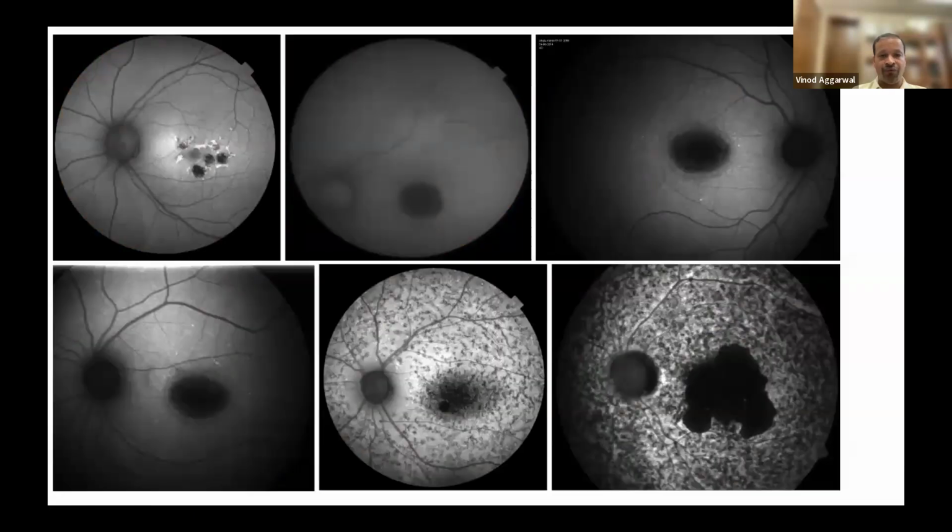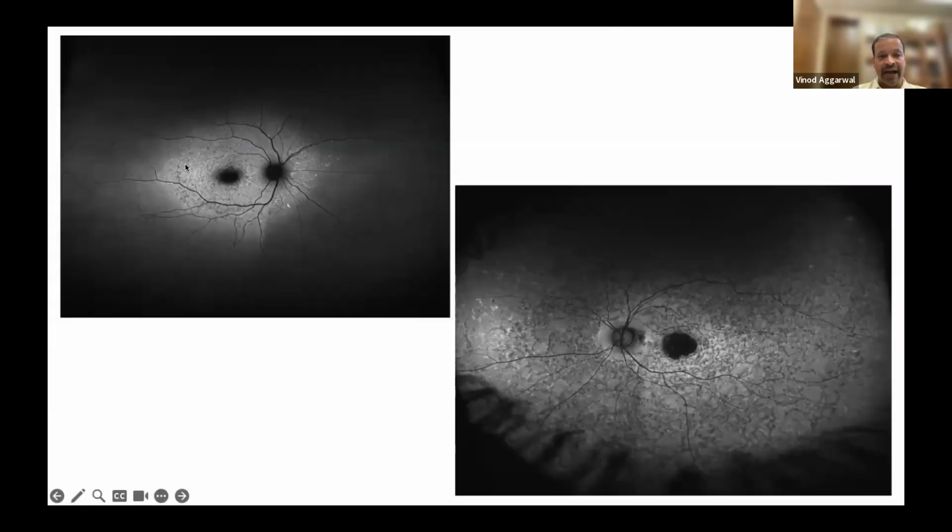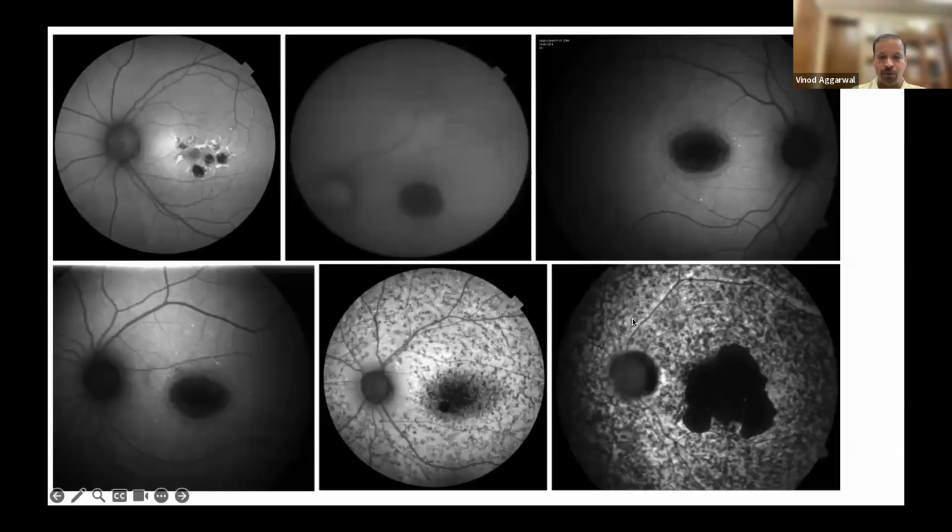And with the autofluorescence imaging, now we know that Stargardt's is not a disease which is limited to the posterior pole, but also extends to the periphery of the retina, as we can see here. So if you can see here, in spite of the extensive disease which is there involving whole of the fundus, the peripapillary retina is still spared, and that gives you a very important clue towards the diagnosis of Stargardt's.